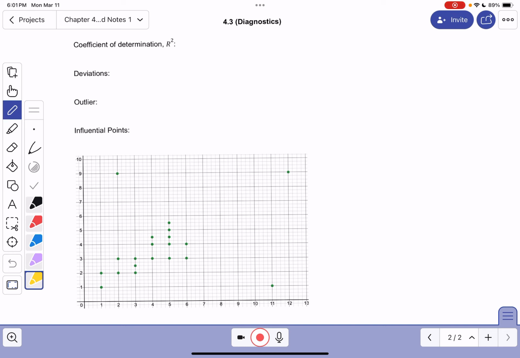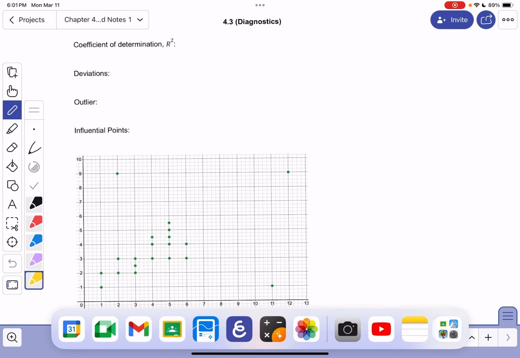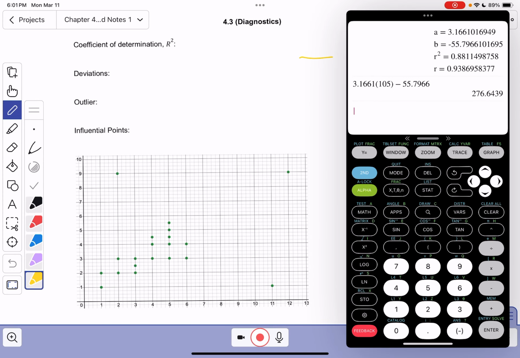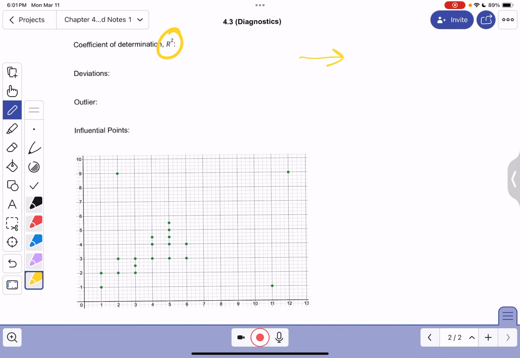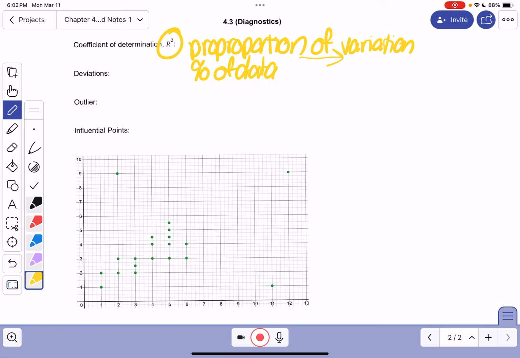When you find the linear regression equation, one thing you're going to notice on your calculator is an r squared. R squared is called the coefficient of determination. What it does is it shows the proportion of variation in the data. Essentially, it's like the percent of data described by the line, or how well does the data fit? So the closer to 1 it is, the more of the line is described, the better a fit it is.